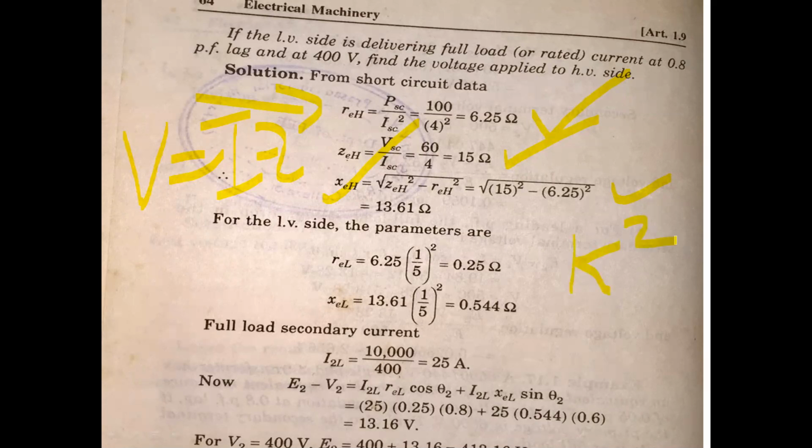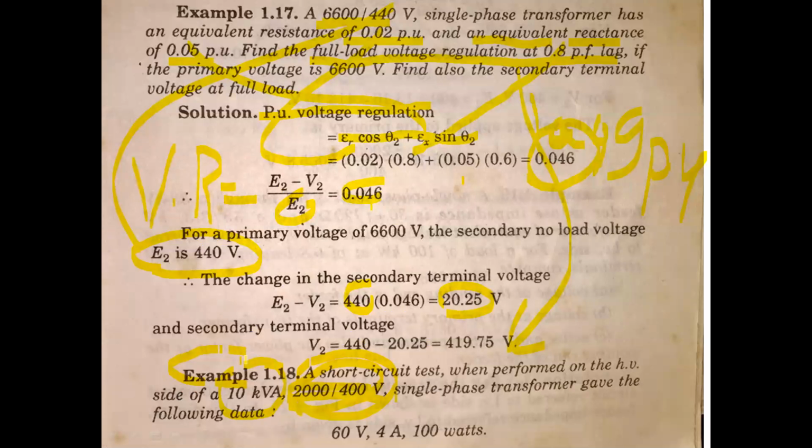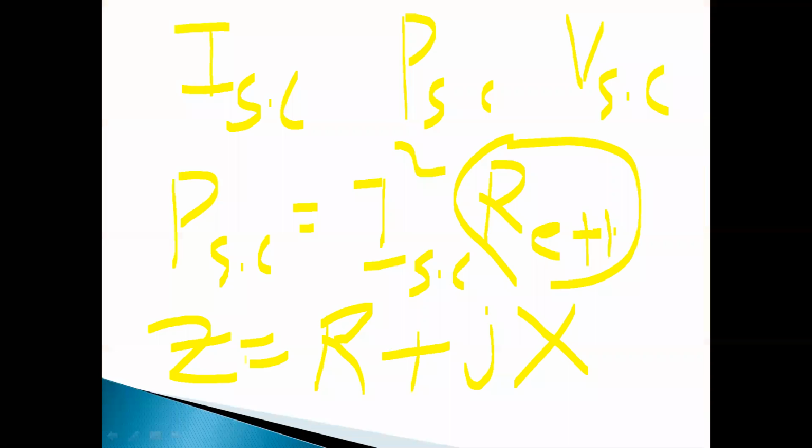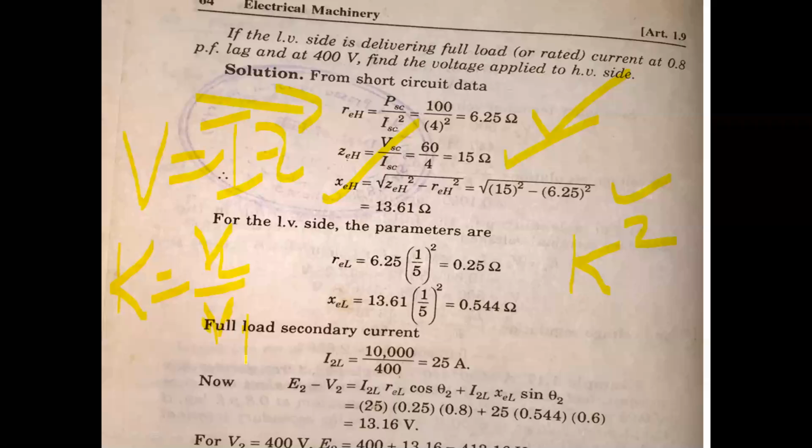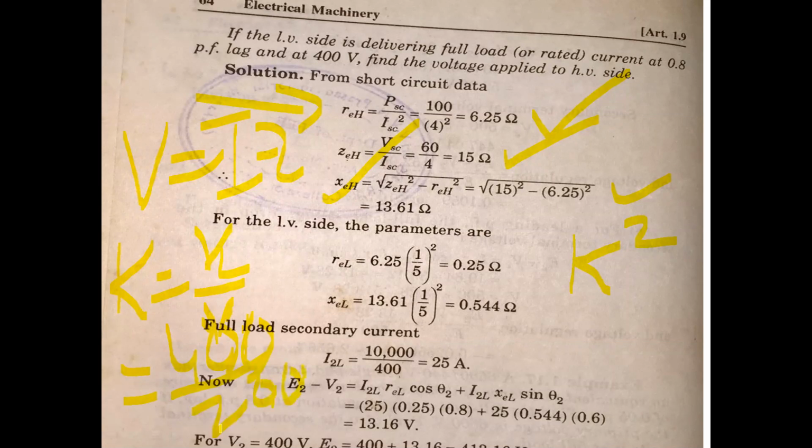K equals V2 by V1, or E2 by E1. The V2 value is 400 and V1 is 2000, so K equals 400 by 2000, which is 1 by 5.